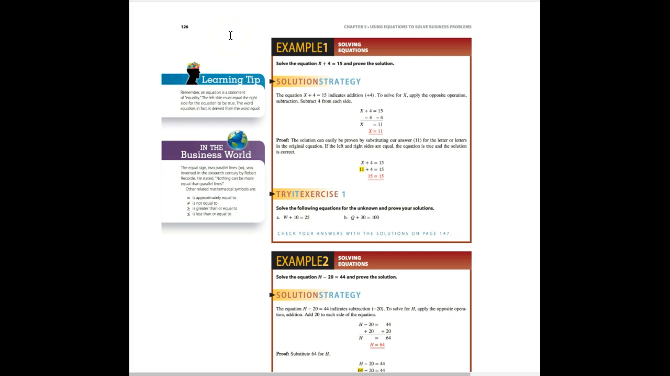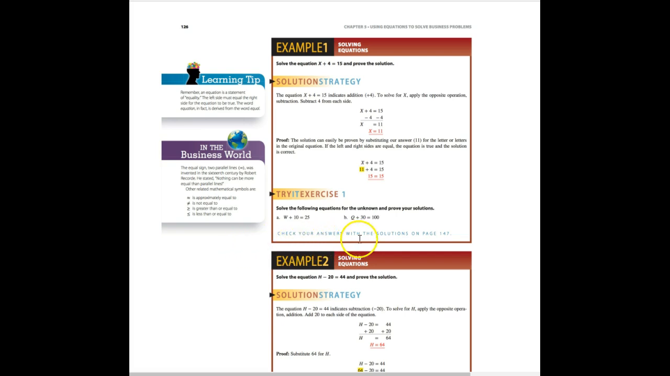If you look at example 1, solve the equation x plus 4 equals 15, and prove the solution. All we've had to do here is subtract 4 from each side. We get x equals 11. You can prove it by doing 11 plus 4, which was the opposite of what we did. We subtracted 4, and you get 15. So right now I'd like for you to pause this video and do the try it exercise 1. Solve both of these equations, and then come back to the video.